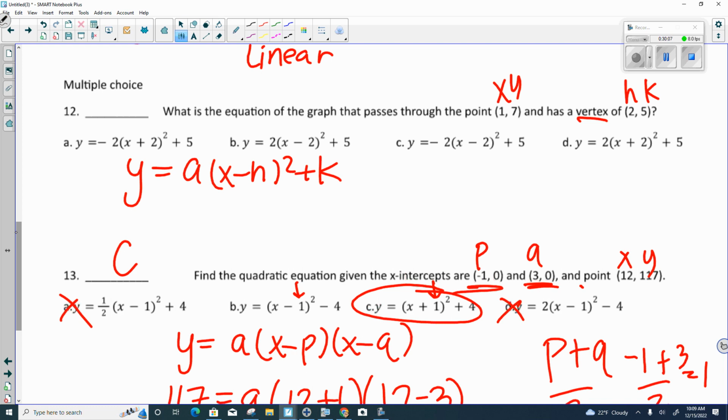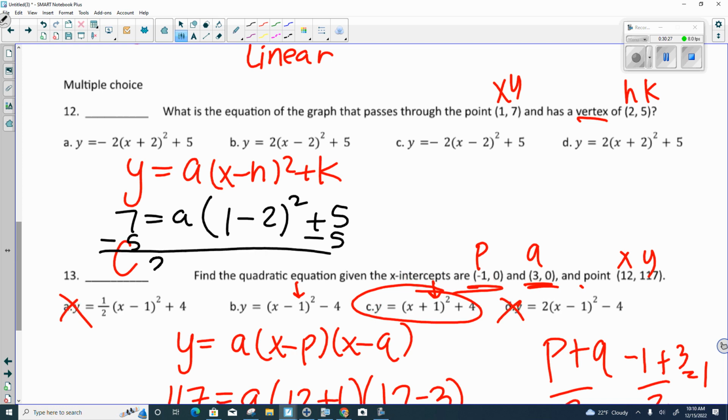So my y is 7. I don't know my a. My x is 1, my h is 2, my k is 5. 1 minus 2 is negative 1, and negative 1 squared is 1. This is where I keep messing up, though. I keep wanting to add those together, and it gives me the wrong answer. So don't add these. Just get it out of the way. So my a equals 2.